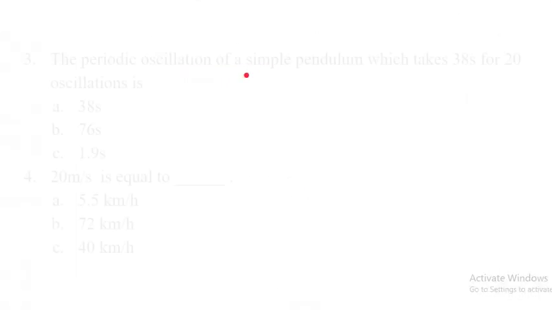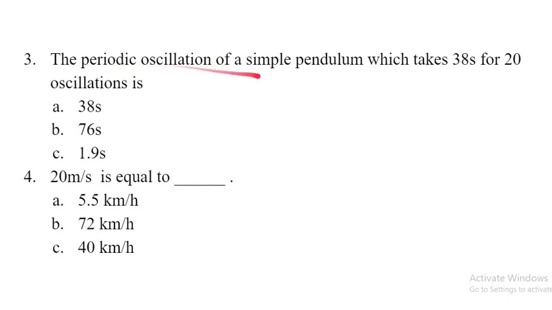Next one. The periodic oscillation of a simple pendulum which takes 38 seconds for 20 oscillations is 38 seconds, or 76 seconds, or 1.9 seconds? Yes, very good. The answer is 1.9 seconds. How did you calculate?